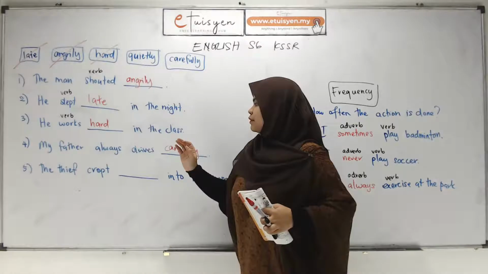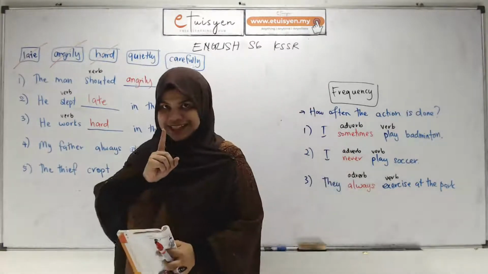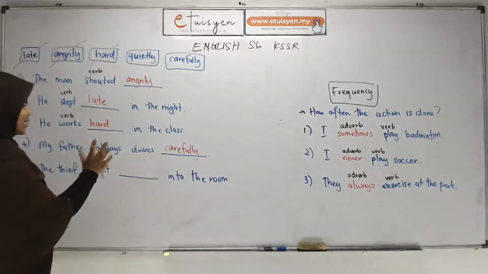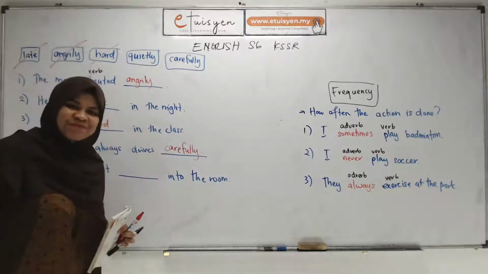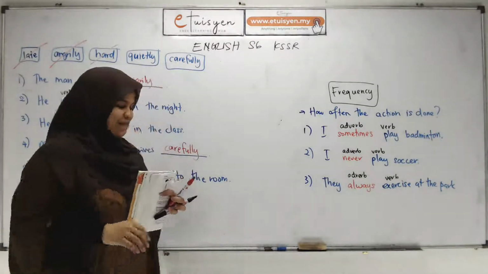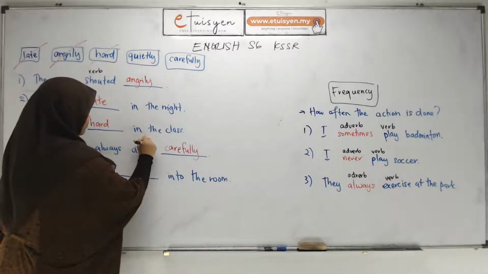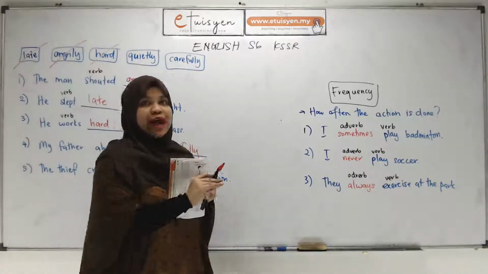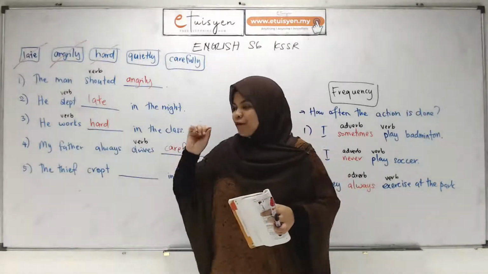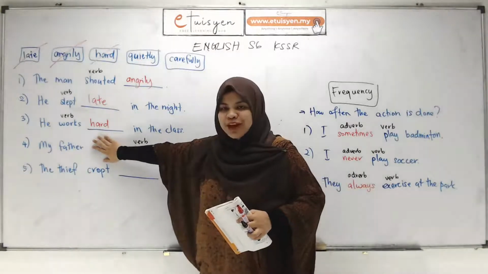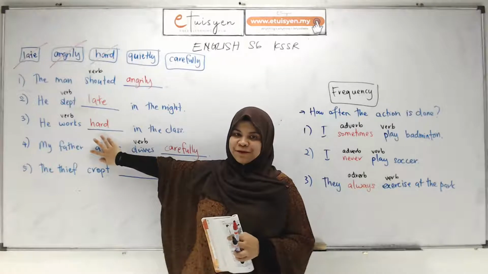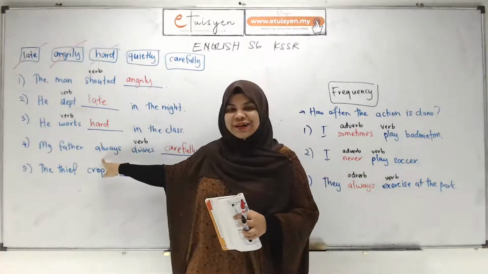Okay? So here, if you notice dekat sini, actually ada dua adverb. Ada dua adverb kat sini. So this is your verb. And this is your adverb, carefully. Now, kalau ni tak ada pun betul tau. My father drives carefully. Kalau ni ada pun betul juga.